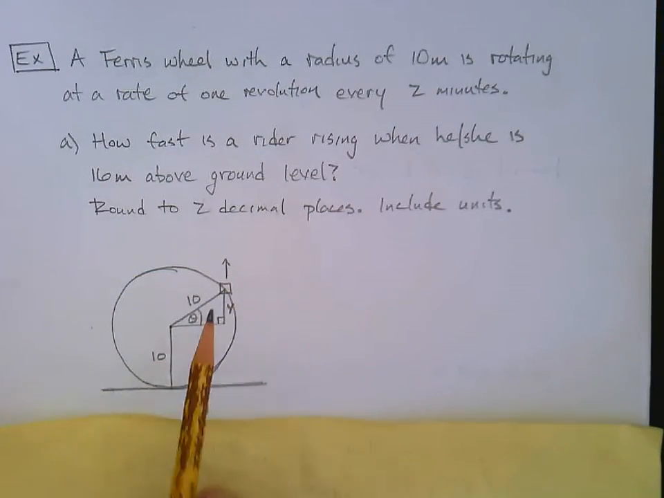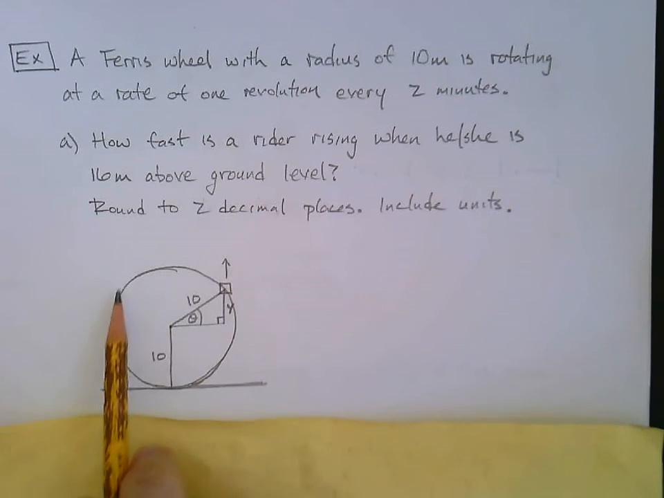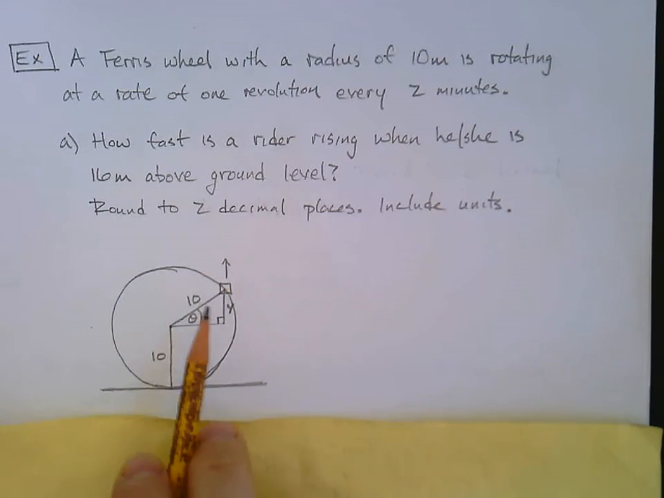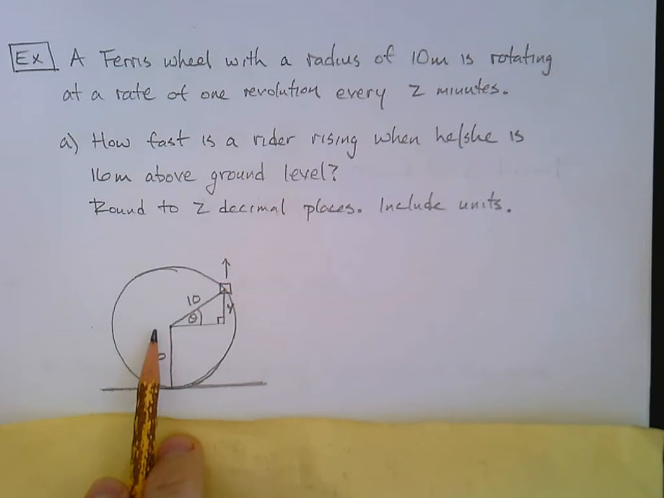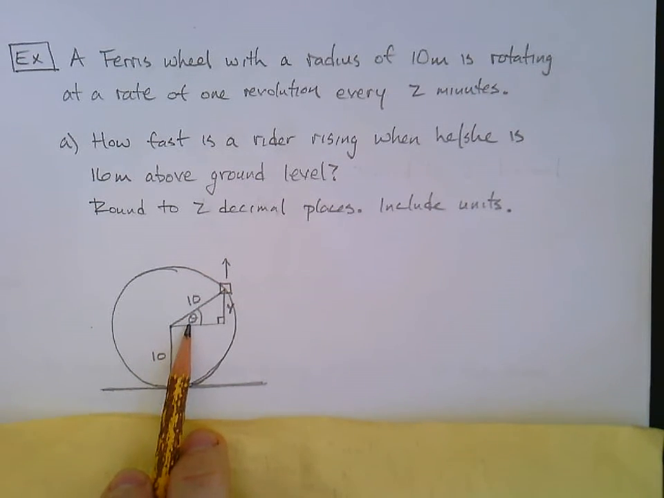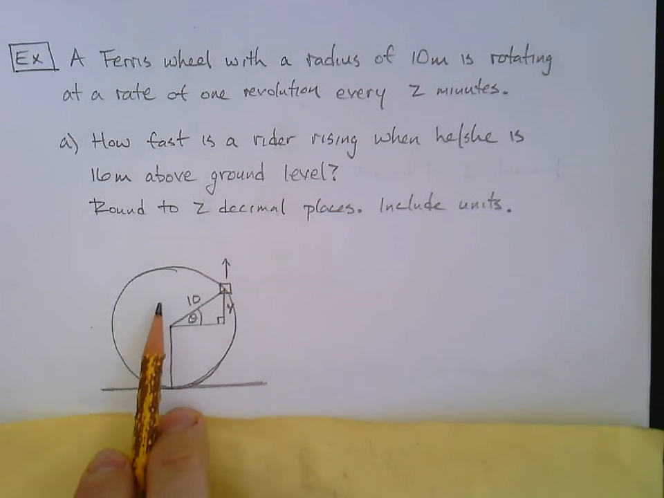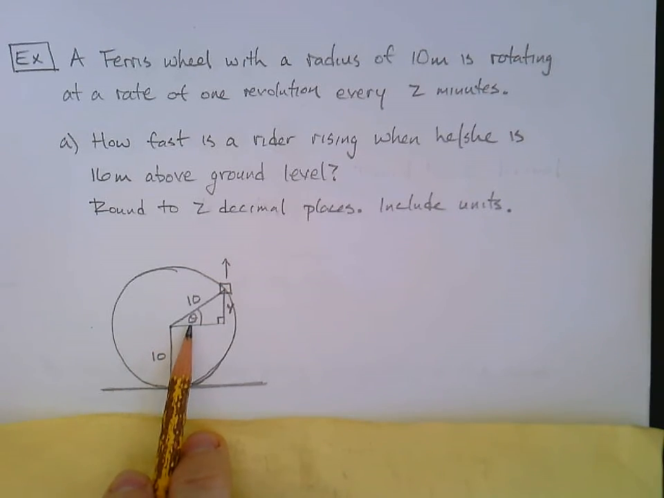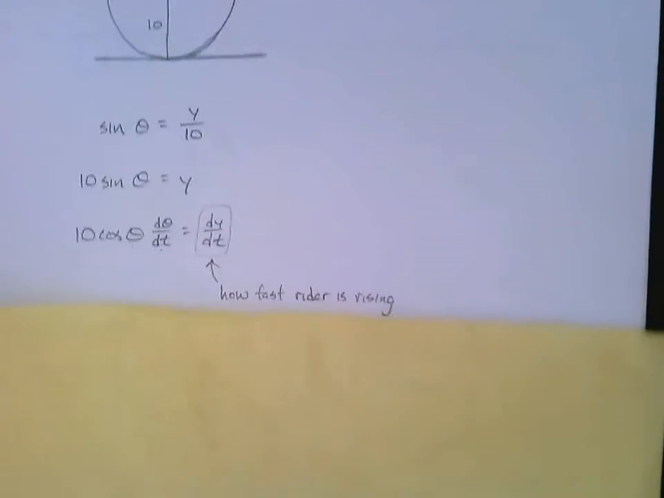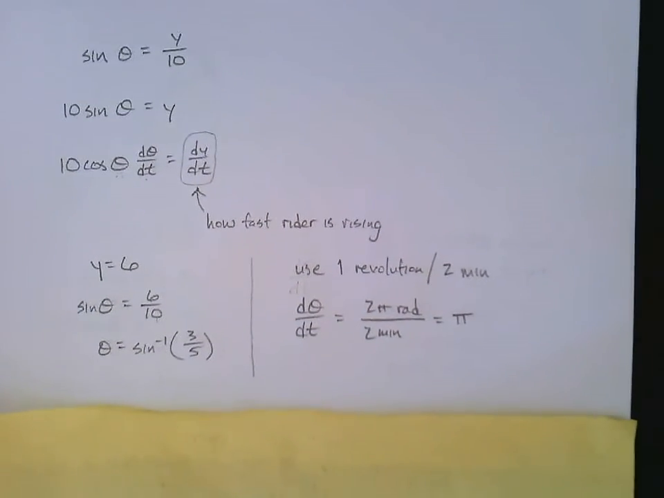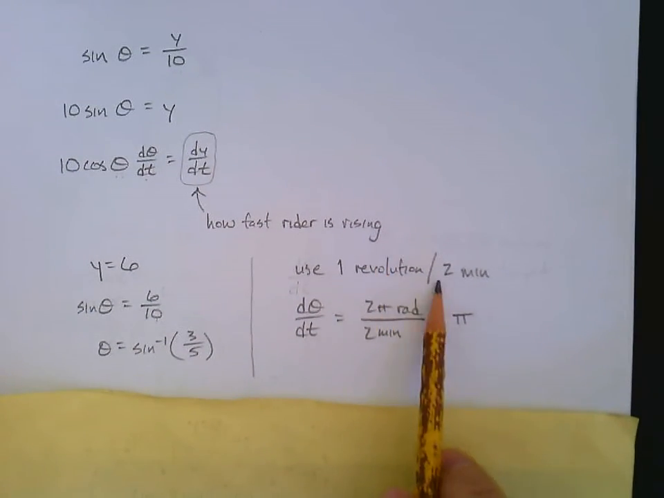So this thing goes all the way around in 2 minutes. That's talking about an angle. That angle goes all the way around in 2 minutes. That's telling us how fast theta changes. So how can we use it? Okay, let's look at the details. 1 revolution every 2 minutes.